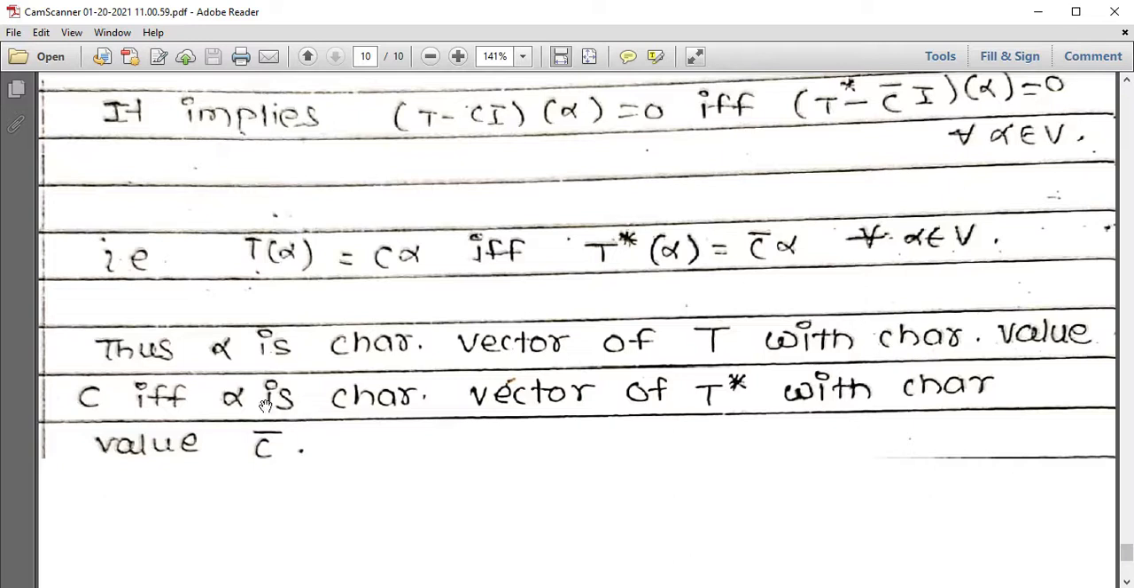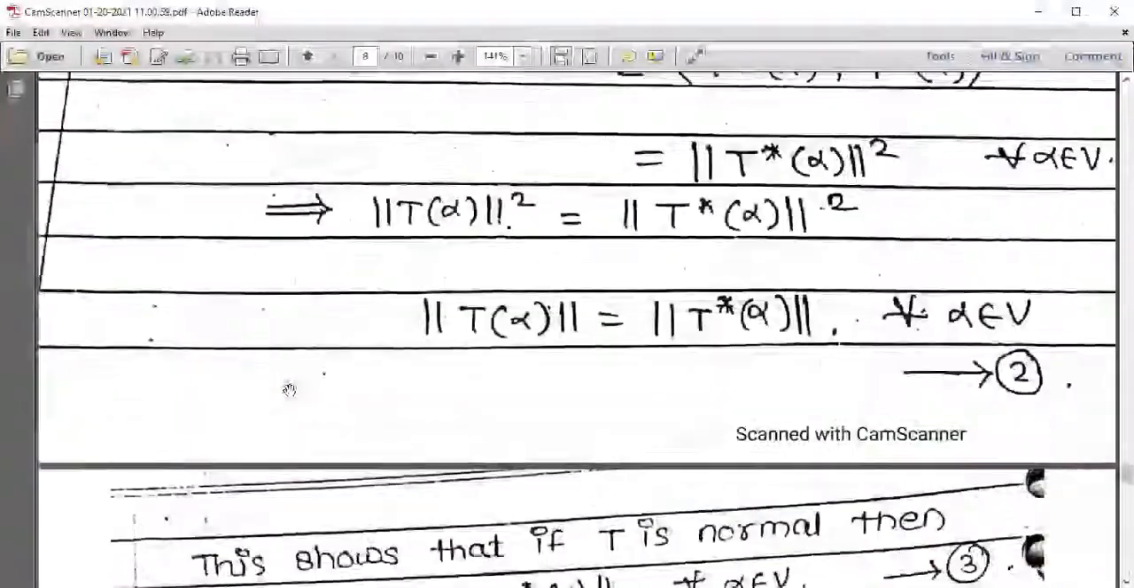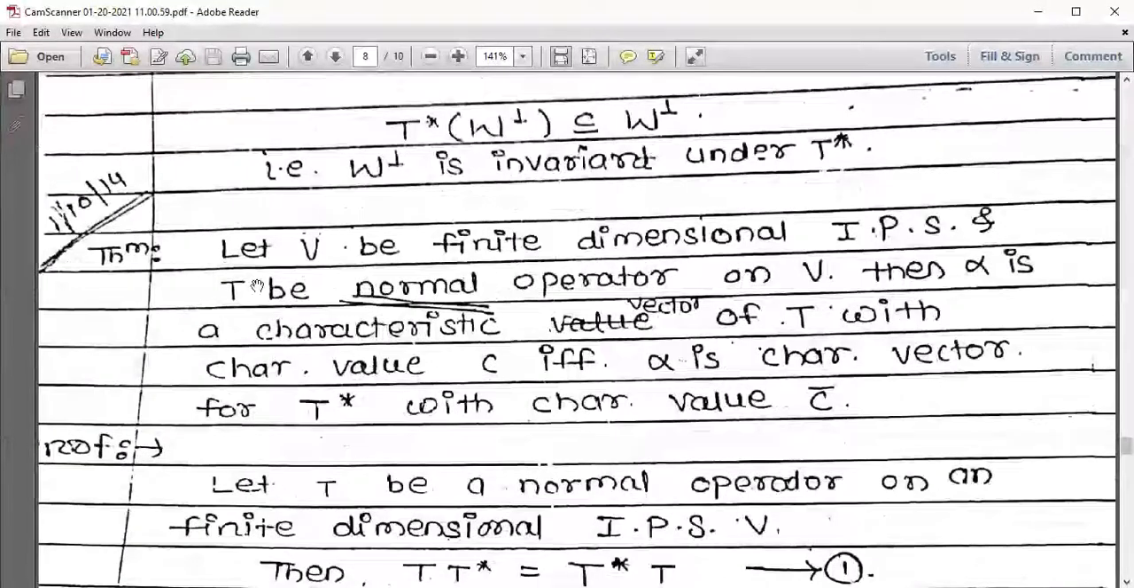Okay, so this is the theorem and the proof of the above theorem. What does the theorem say? If V is a finite dimensional inner product space and T is a normal operator on V, then alpha is a characteristic vector of T with characteristic value c if and only if alpha is a characteristic vector of T star with characteristic value c bar.